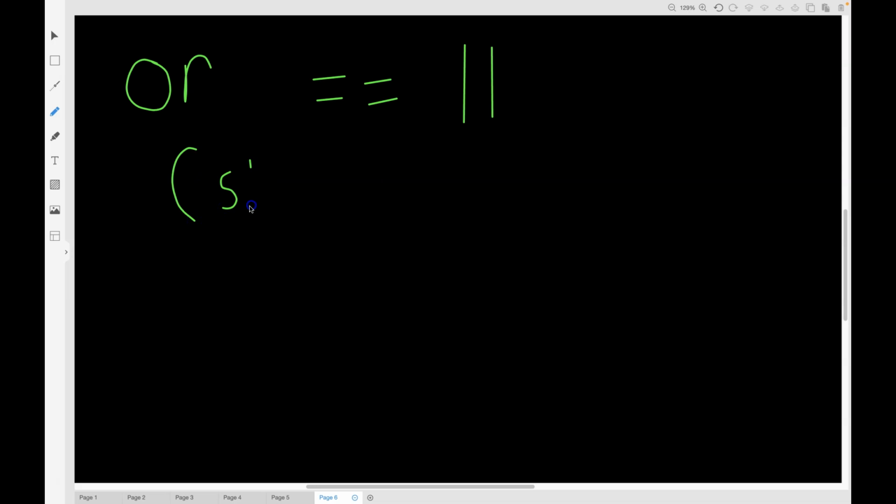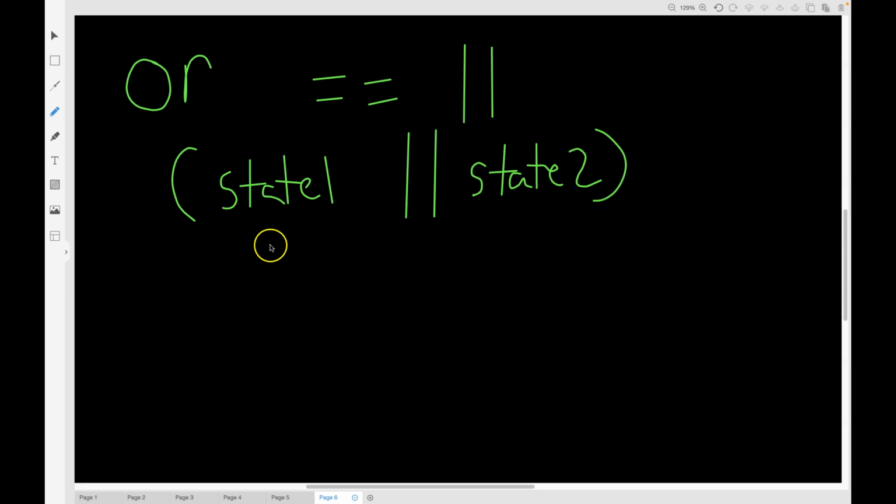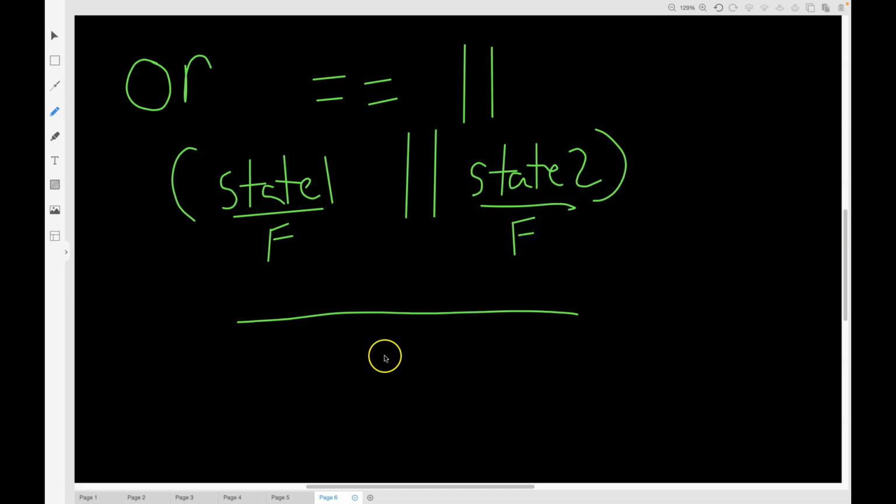We would have the same thing. We would have statement 1 or statement 2. So this would have to be true or false, and this would have to be true or false. So we are going to simplify. If this is false or this is false, the whole thing is false.